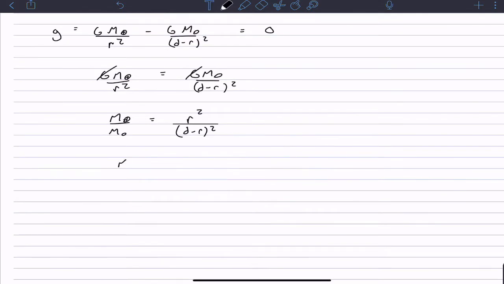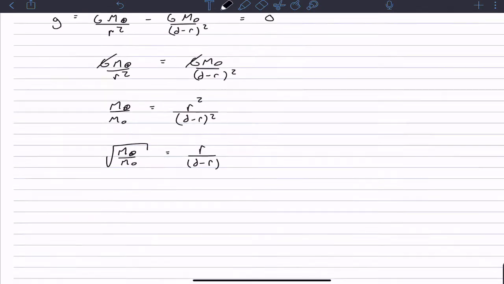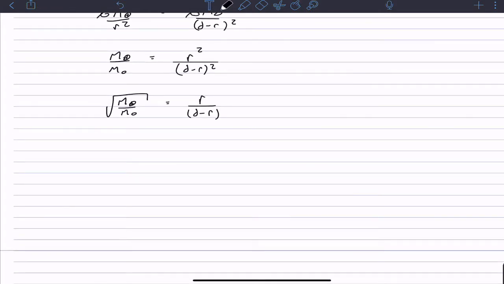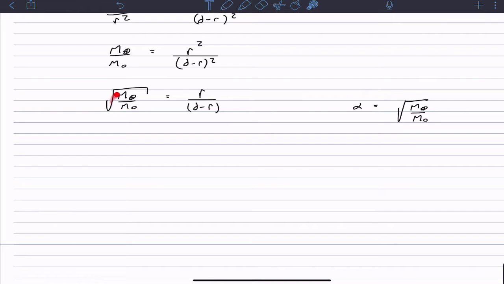Right, so that means that now we have the square root of the ratio of the masses between the Earth and the moon is equal to this. And for the sake of brevity, I'm just going to introduce a dummy variable. We'll call it alpha, because this is just going to make things a little easier as I go through the calculation, and then I'll return it at the end. So this term here, I'm just going to call alpha.